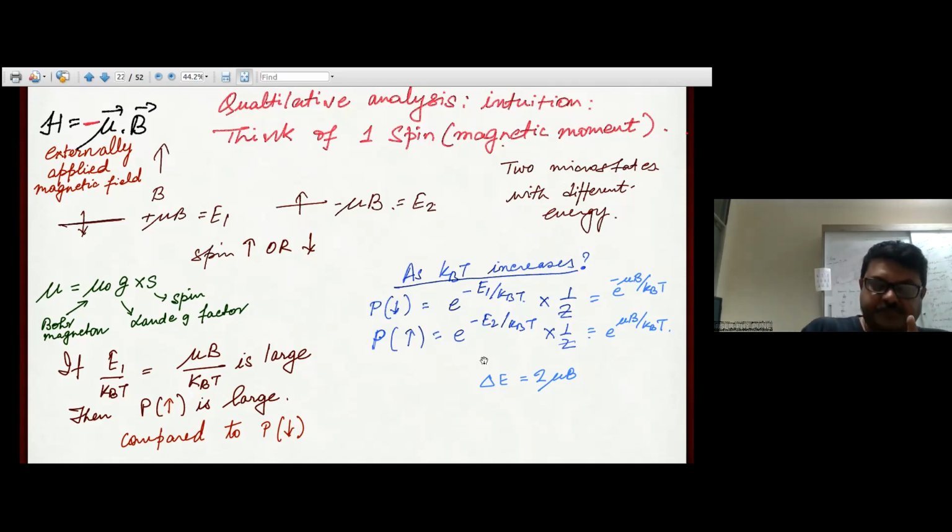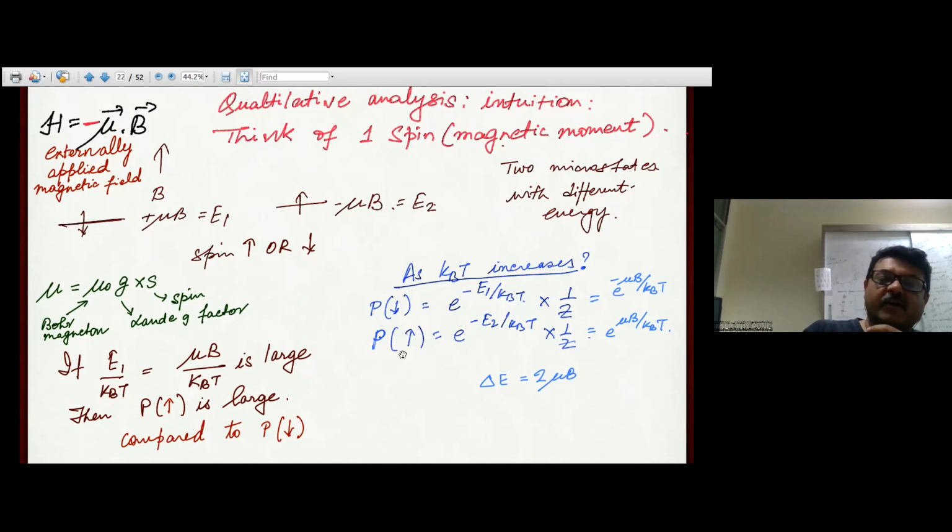Now suppose mu B, mu into the magnetic field B, is a unit of energy, and kBT is also a unit of energy, and mu B is much larger than kBT. So the factor in the exponent is much larger than 1. So e to the power mu B by kBT is a large quantity. On the other hand, e to the power minus mu B by kBT is e to the power a very small quantity, so it's close to e to the power 0. Of course it has to be multiplied by Z to get the probability.